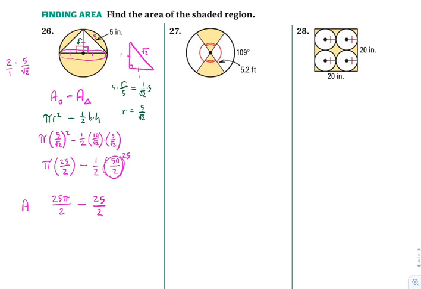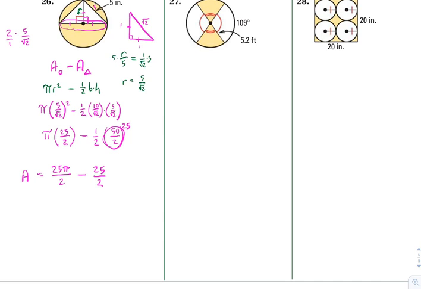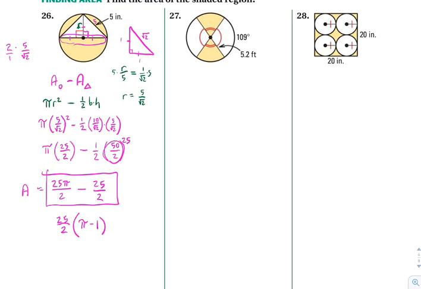So that would be the exact area. If you wanted to factor out 25 over 2, just because there's a 25 over 2 in both, you would get that times pi minus 1. That maybe looks better, but it absolutely doesn't matter which way you write it, or whether you give an approximate answer. Okay, two last ones here.